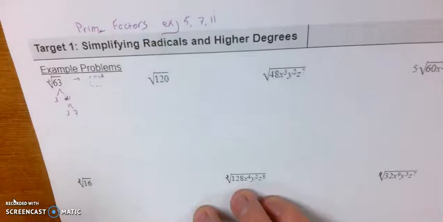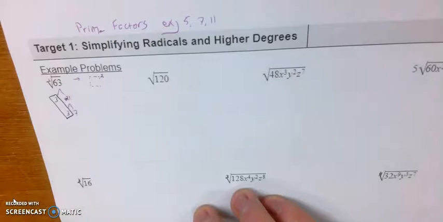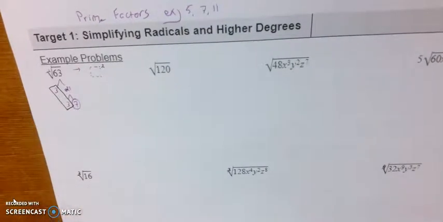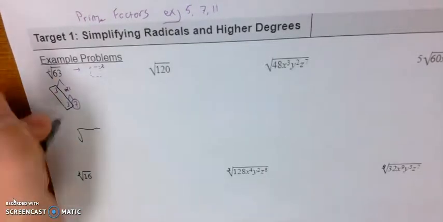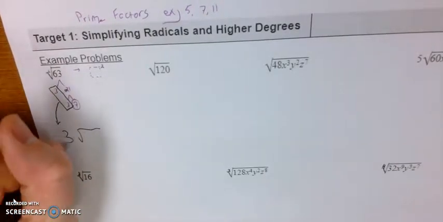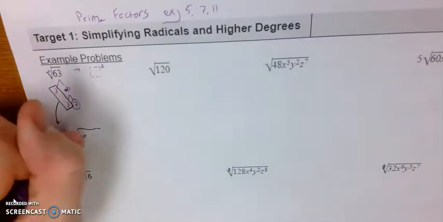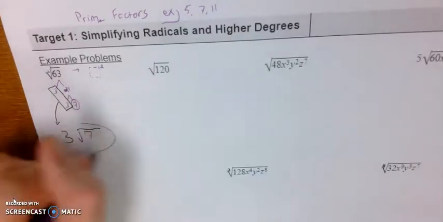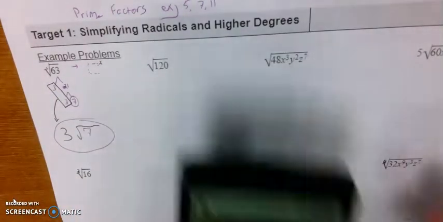At this point, what I need to do is look for pairs. And I'm saying, hey, right here, I've got a pair of 3s. And then I've got this 7 kind of left all by itself. I'm only looking at the prime numbers when I do this. So when I write this as a simplified radical, what's going to happen is the number that got paired up will go on the outside. So I have a 3 that can go on the outside. And then the 7 did not have a partner, did not get paired up, so that stays in the radical. So the square root of 63 is the same thing as saying 3 times the square root of 7.